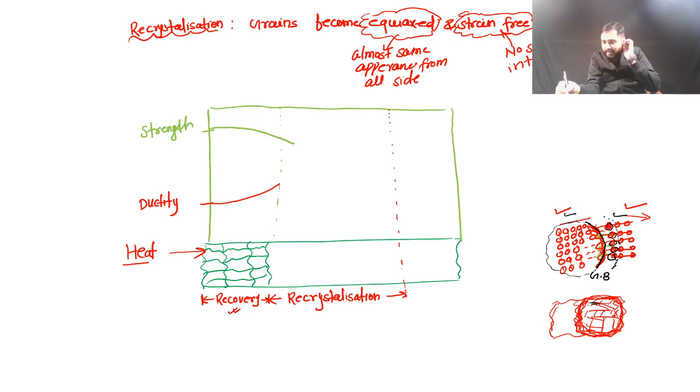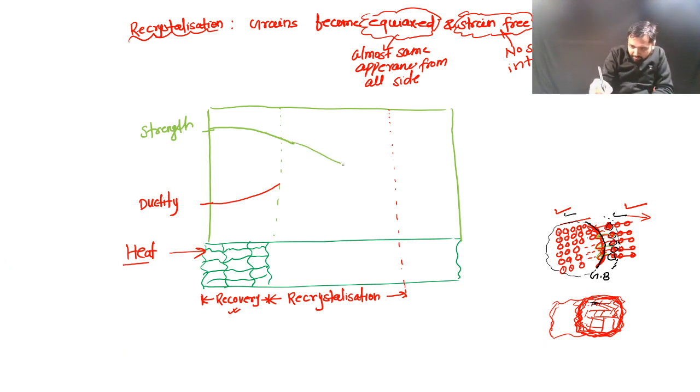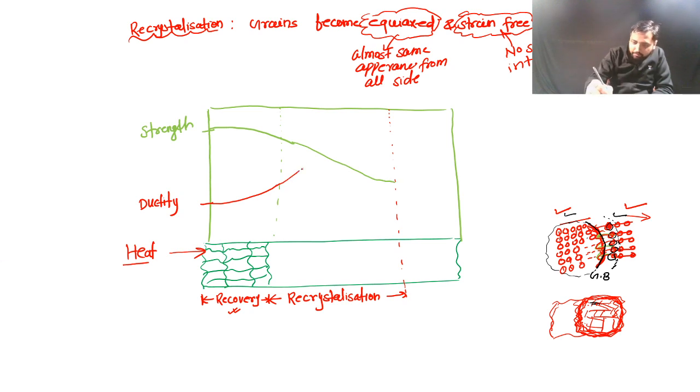So now we will say it became equiaxed, and at the same temperature as you add the heat, what will happen? All the dislocations will go back to their newer positions, and the dislocation density will decrease further due to enhanced atomic diffusion. So grains will now not have any kind of cold work stresses. So during this stage, strength will further reduce and ductility will further improve.